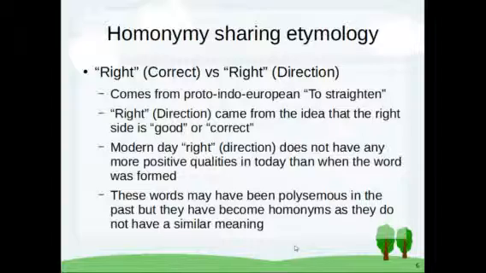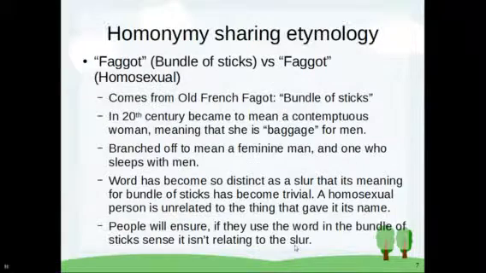And these words may have been polysemous in the past, but they have become homonyms as they do not have a similar meaning. So whilst the direction of right may have come from the meaning of correct, it also comes from right, righteous, that kind of thing. While it may have had that meaning in the past, people do not associate that direction with anything good or correct or high or anything up. So that's now become a homonym, whilst it was once a polysemy.